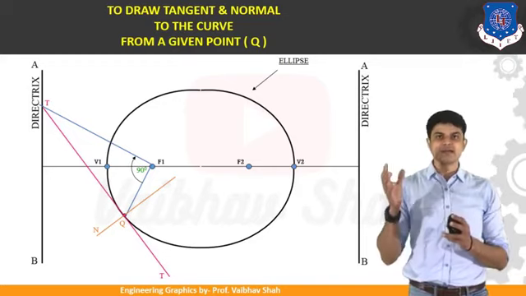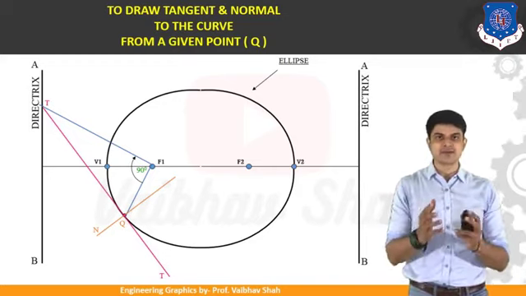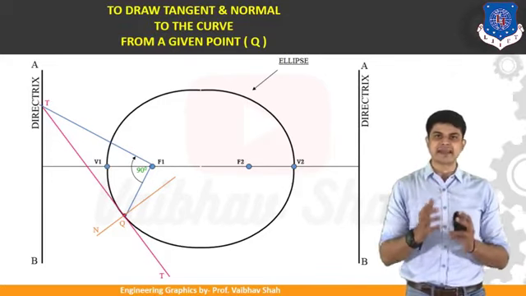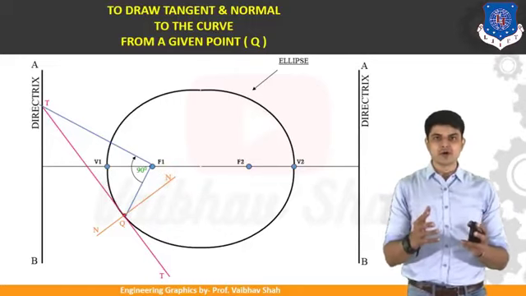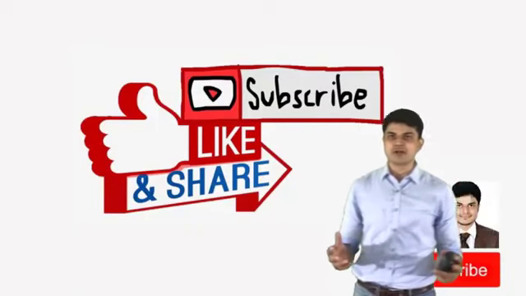So we have taken this ellipse from your directrix focus method. You can have an ellipse by any method, but you should have a focal point and directrix in order to draw tangent and normal by these methods. These are the two methods you can draw tangent and normal to any of these. So that is all from my side.